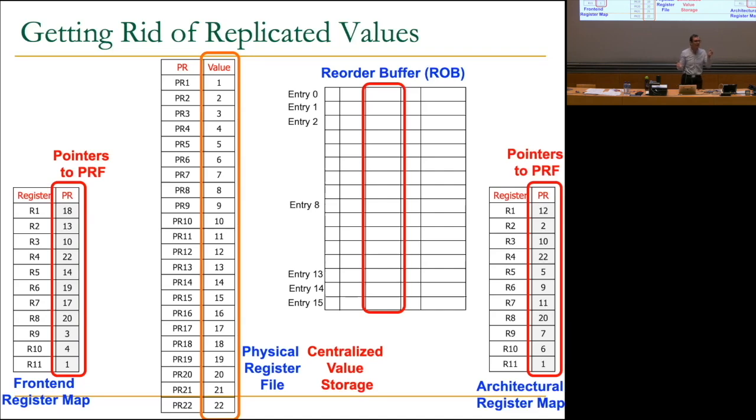Tags are actually much smaller. If your rename space is 1024 registers, the tag size is only 10 bits. The value is 64 bits. Does it really make sense to broadcast all those values and make the system very energy inefficient? Because every broadcast takes energy, power also. This is why this is really important, and people actually get rid of the replicated values.